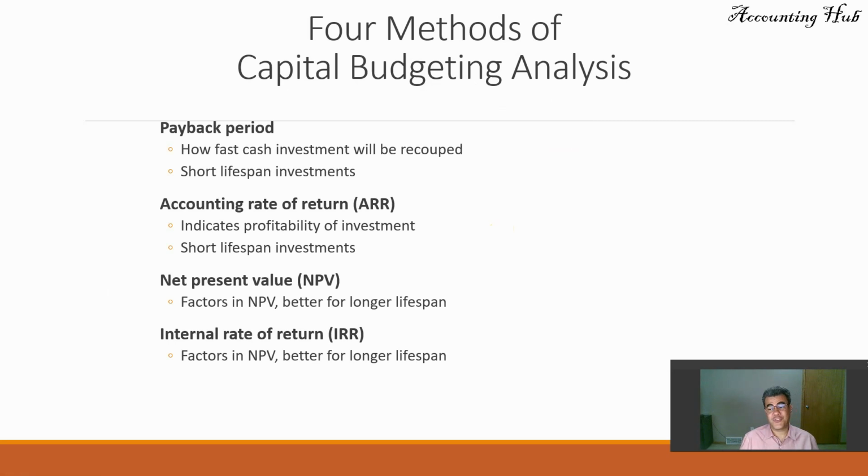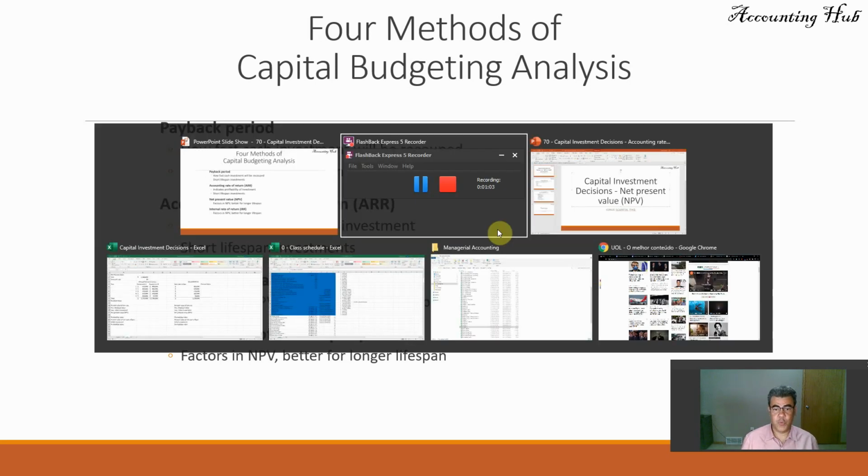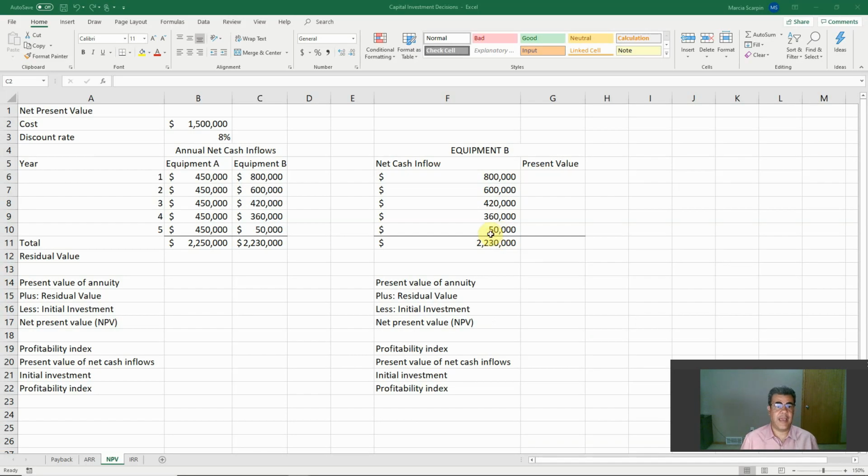We have four methods, so we have four videos, and they are in our video description: payback period, accounting rate of return, net present value, and internal rate of return. Net present value factors in the time value of money, so it is better for a longer lifespan. So let's go to our Excel file. We have two equipments here, equipment A and B. We will be choosing which one we will be purchasing.